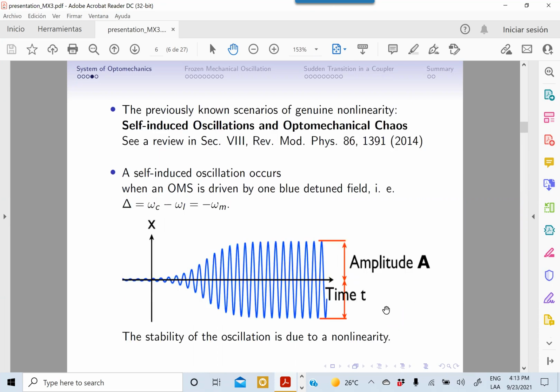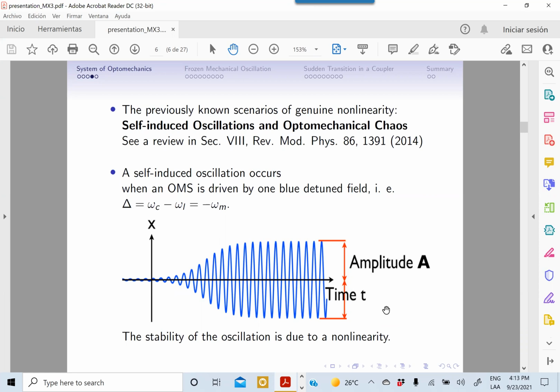Okay. The previously known scenarios of genuine nonlinearity for the optomechanical system are only two types. One is the so-called self-induced oscillation, and the other is optomechanical chaos. If you are interested, you can check this review article in Reviews of Modern Physics, which was published a couple of years ago, for some detail about the recent research. I think the research covers the last 20 years or so, not the very most recent years.